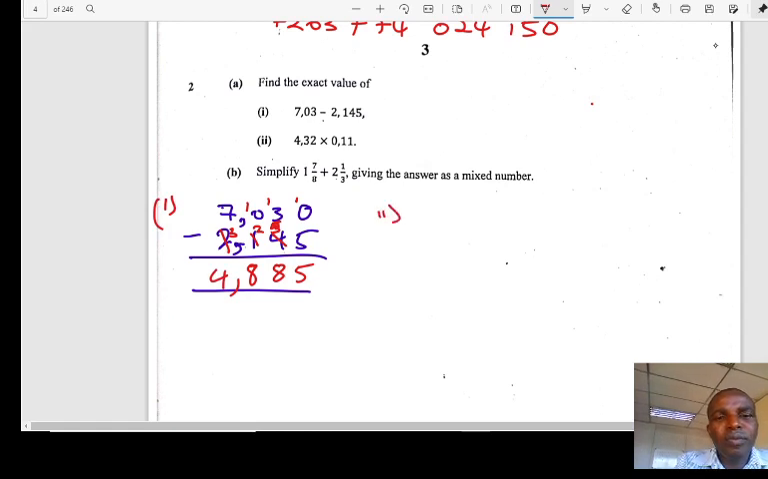Item number 2, 4.32 times, you write it like this, times 0.11.